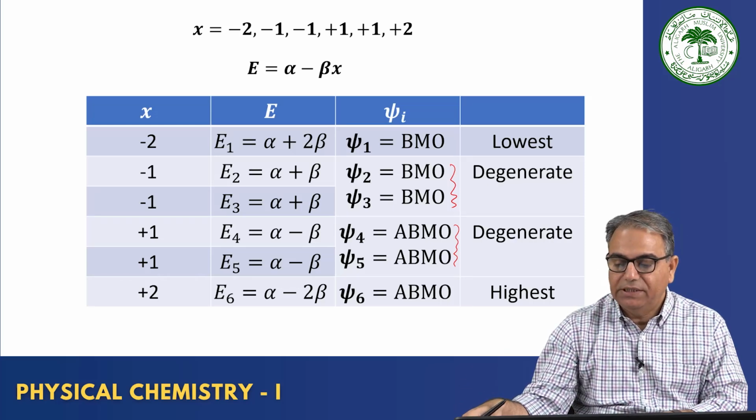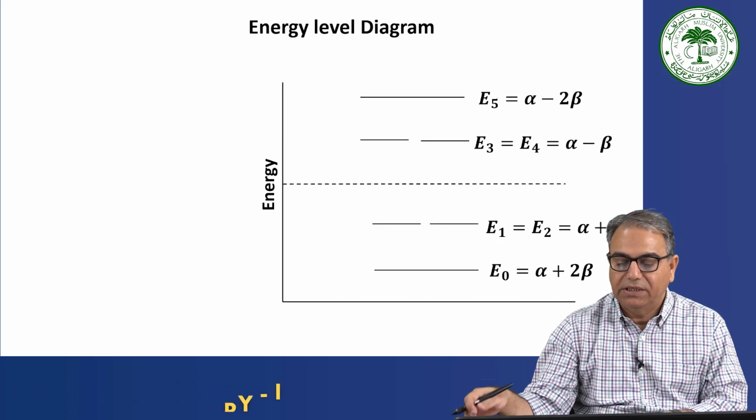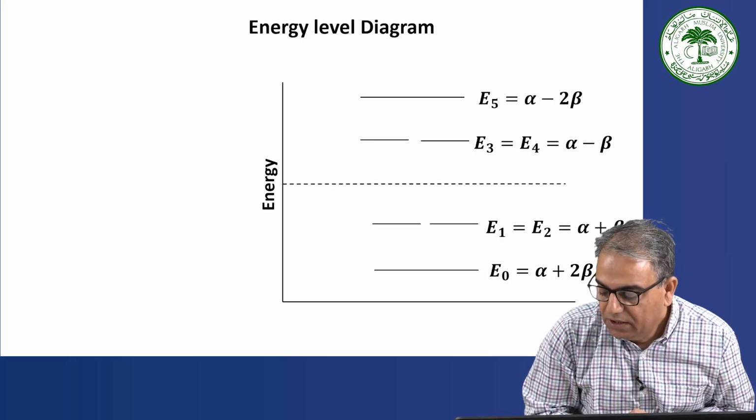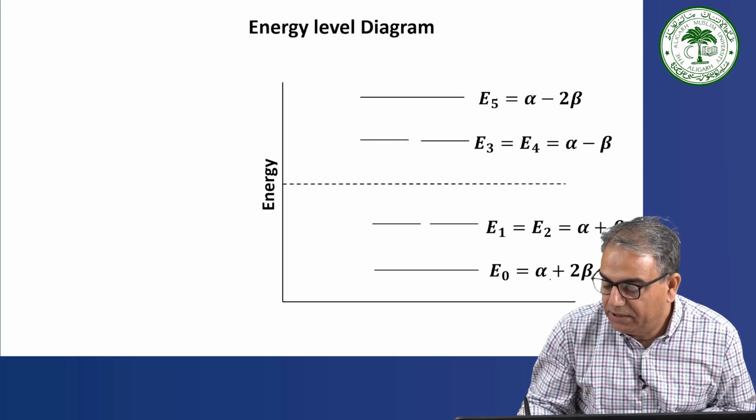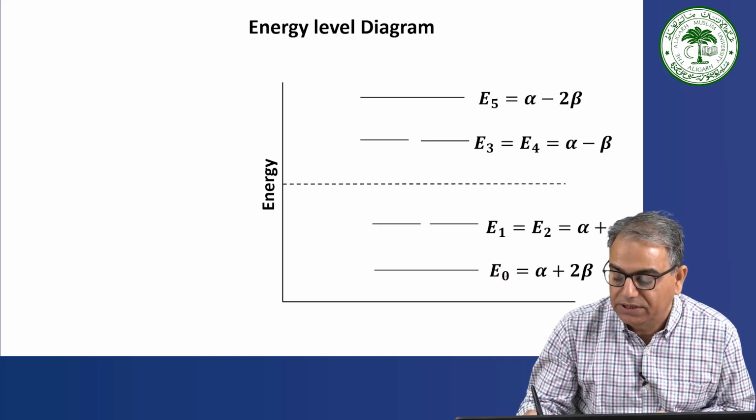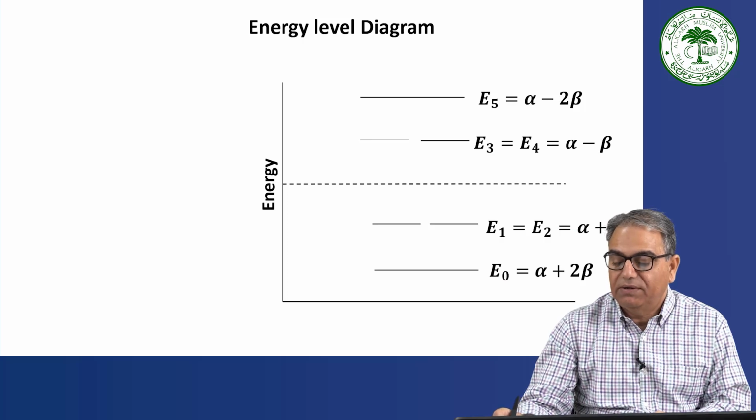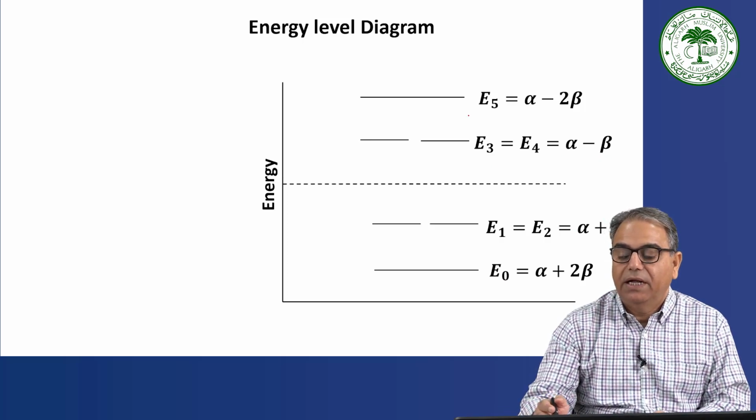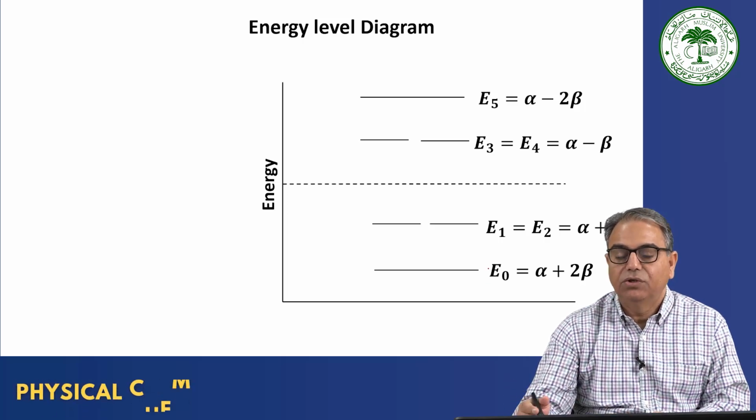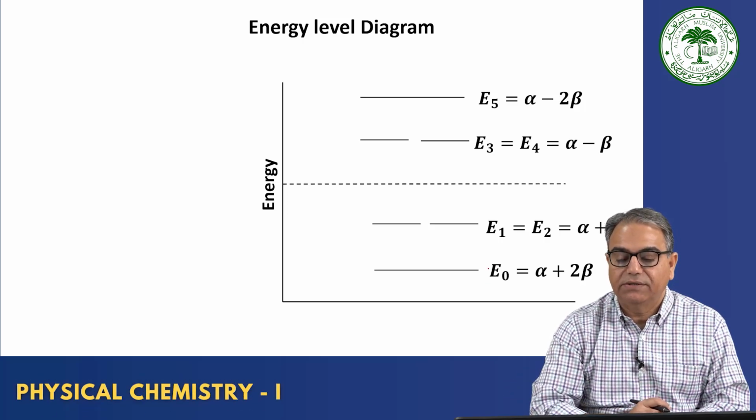So what will be the energy level diagram for this? It will be something like this, where you have the bonding molecular orbital, then E1 and E2, with E0 given for the ground state. E1 and E2 are equal to alpha plus beta. Then E3 and E4 have the same energy, alpha minus beta, and E5 will be alpha minus 2 beta. The numbering starts from 0, so there are 6 different energy levels.